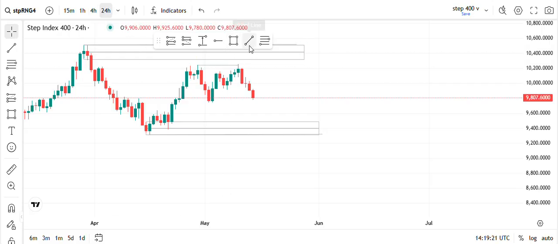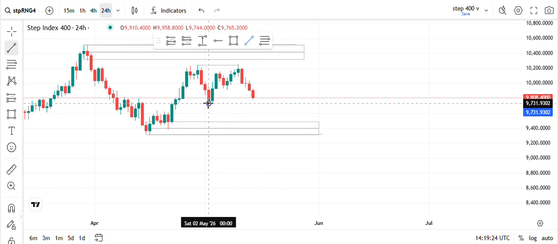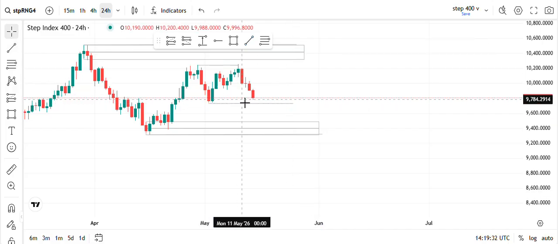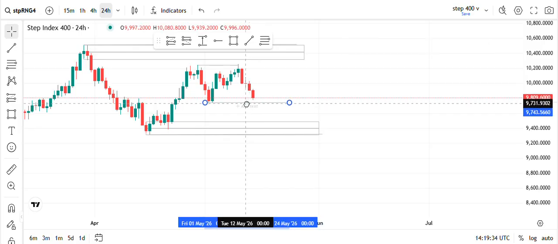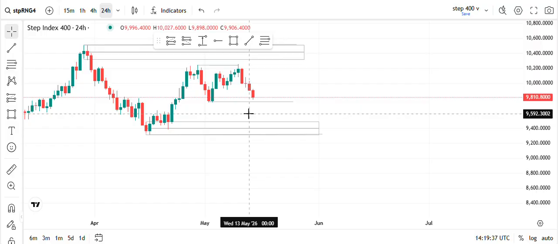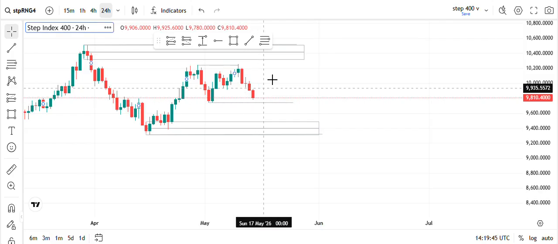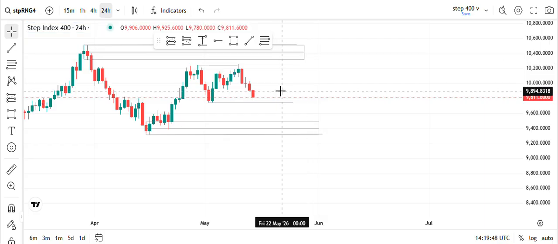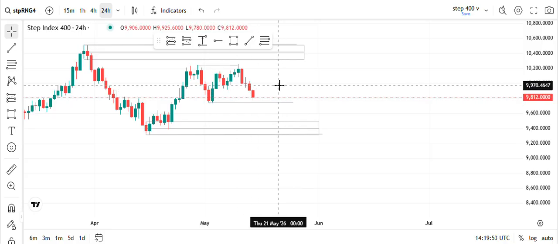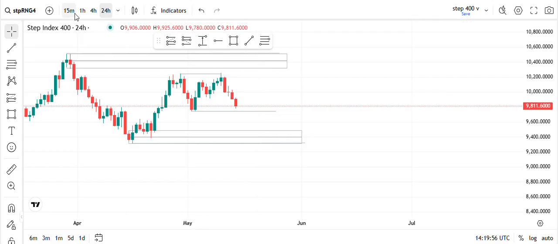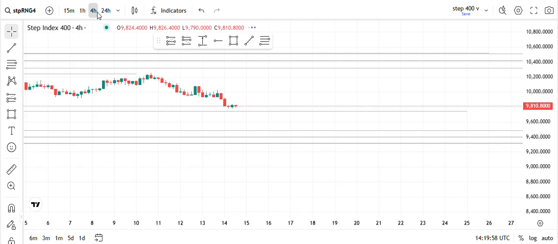There's this line. I'm thinking if I should leave it as a line or if I should just draw another block around there. But we have this as a point of interest, something like a current low. So we should go to the 4 hours time frame.